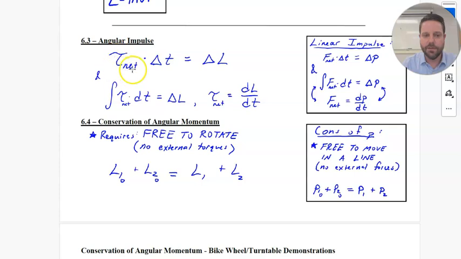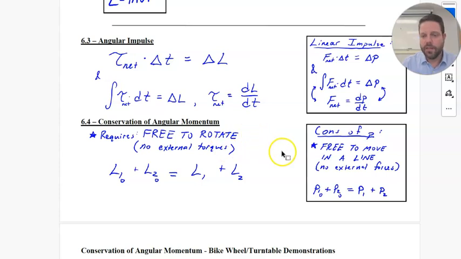So likewise, if we have a net torque acting over some time, that can be set equal to the change in momentum of that object. We can also do calculus with that, just like we did with impulse in Unit 4.